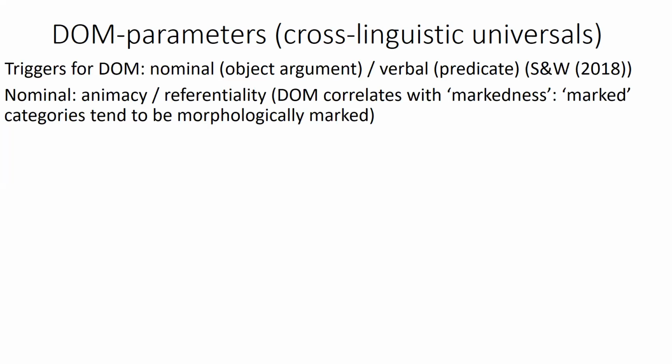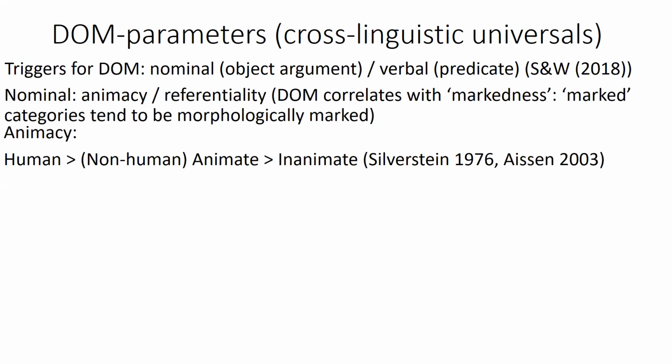These dimensions have been variously analyzed, so let's go through them. For example, animacy. The late and great Silverstein proposed that animacy affects how humans process language, and that certainly applies to DOM. So human, non-human animates like animals, plants and insects, all the biological beings, and then inanimates. Humans and animates are marked in comparison to inanimates, whereas inanimates tend to be unmarked. That's the idea.